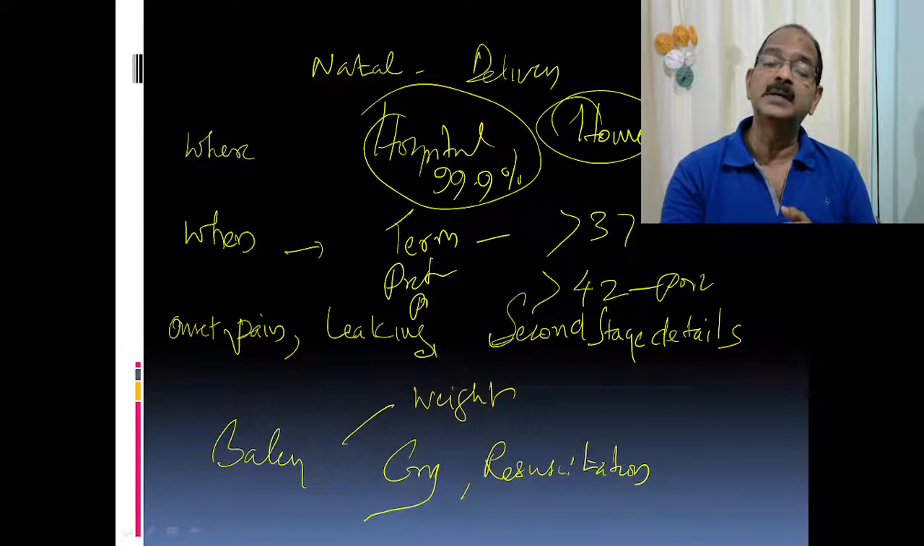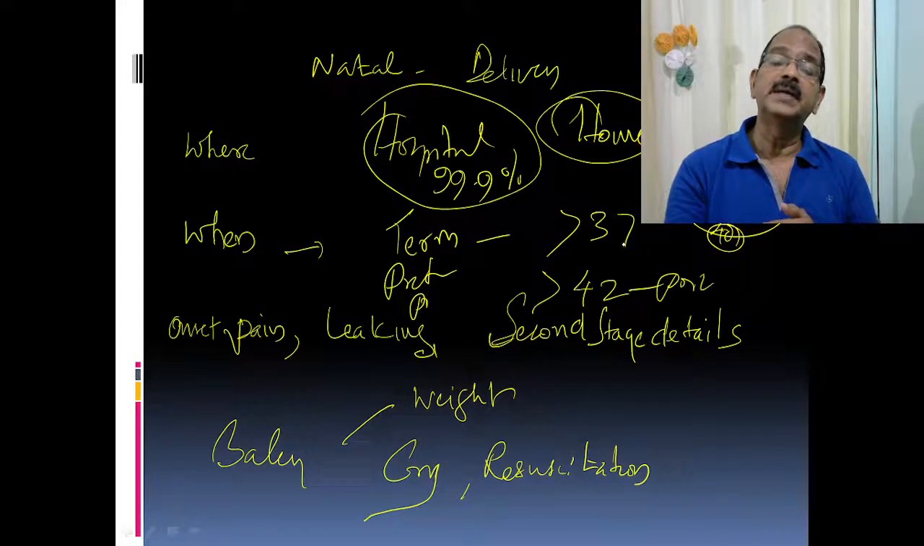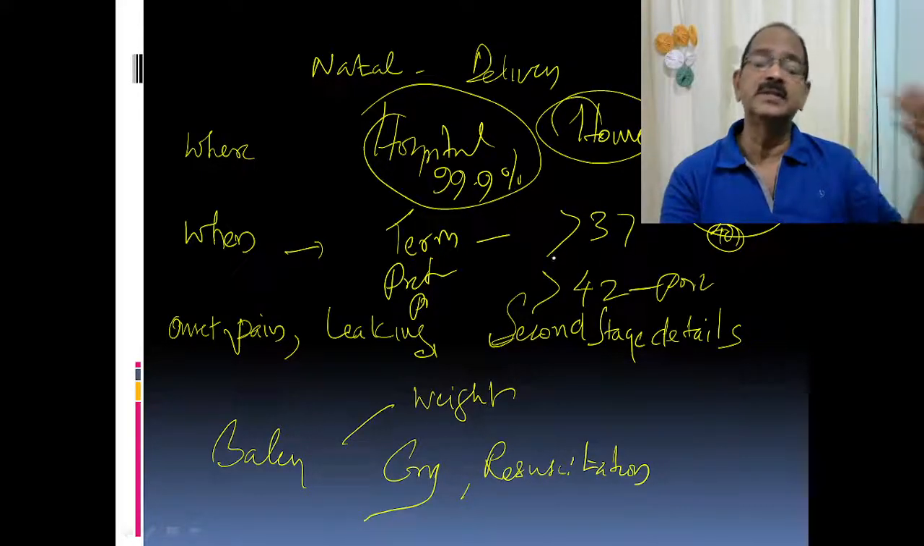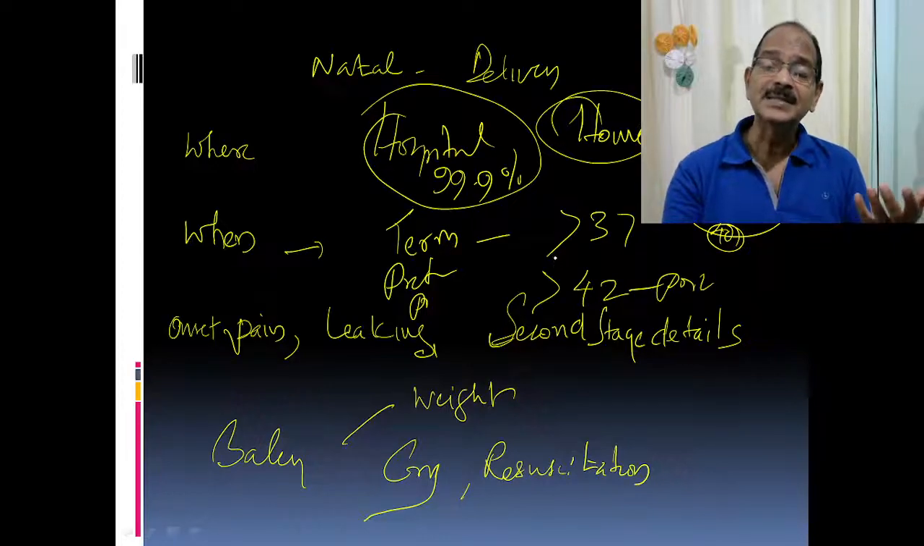So normal term is 37 to 42 weeks. We call it 40 weeks, but anything completed 37, you call it a term baby. Otherwise it's a preterm baby. There are a lot of problems of a preterm, because of the immaturity of systems. All of us know the baby was kept in the warmer because of temperature maintenance problem. Baby was ventilated. Baby was given surfactant because the lungs are not mature.